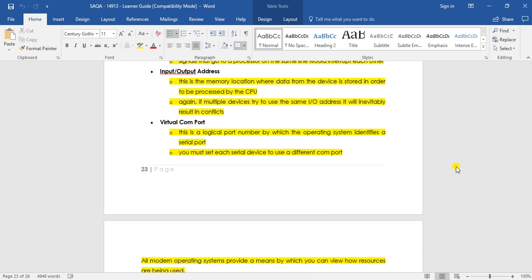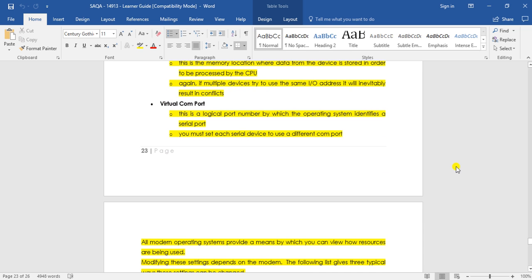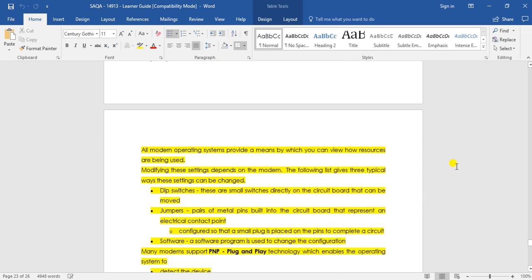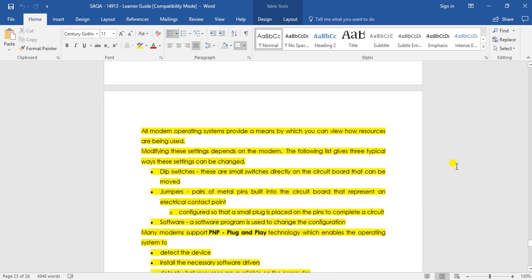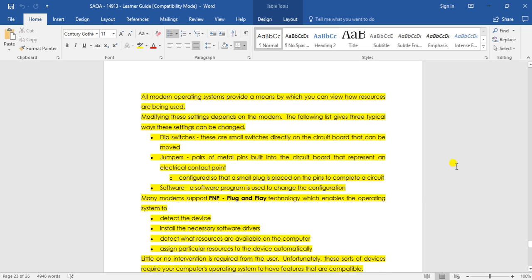This is a logical port number by which the operating system identifies a serial port. You must set each serial device to use a different COM port. All modern operating systems provide a means by which you can view how resources are being used. Modifying these settings depends on the modem. The following list gives three typical ways these settings can be changed.